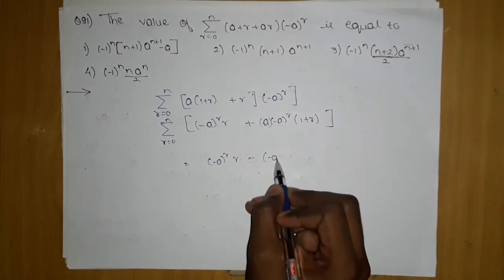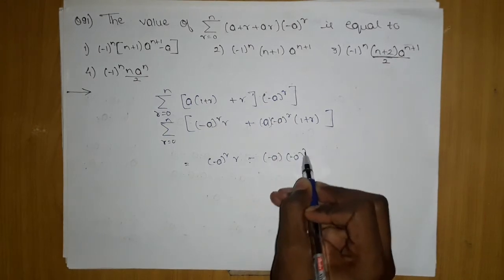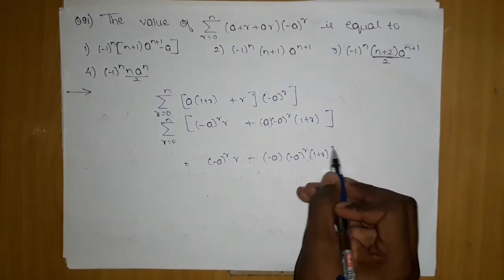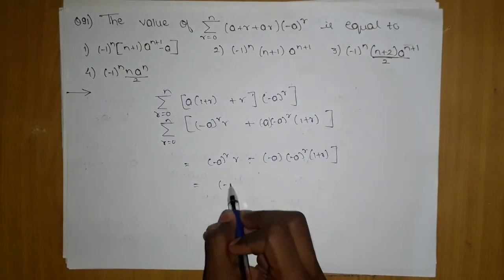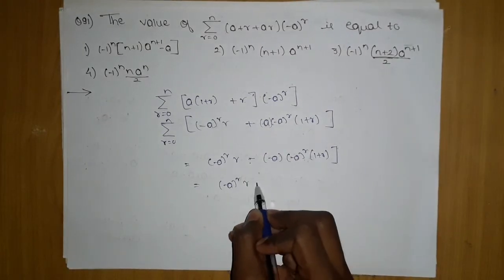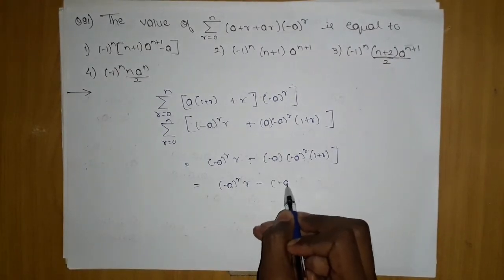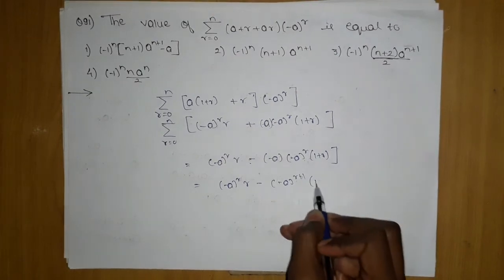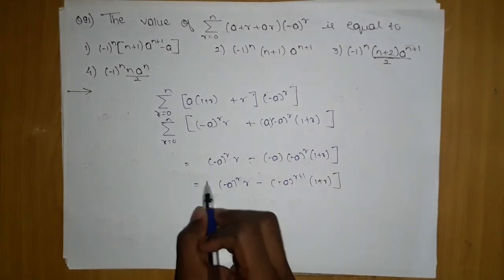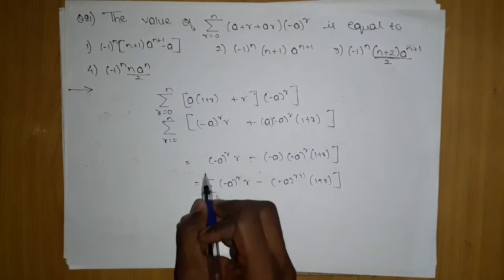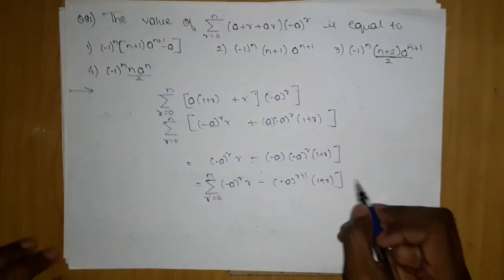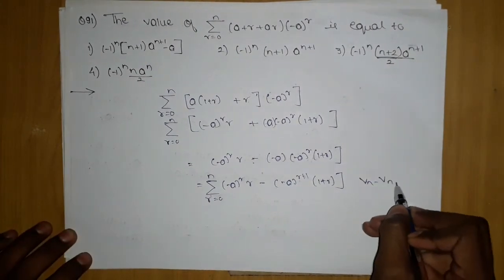So minus into minus a will become minus a power r into 1 plus r into the summation. If I do this, this is minus a power r into r minus a into r plus 1 into 1 plus r. Now we can apply the Vn series, Vn minus Vn plus 1.